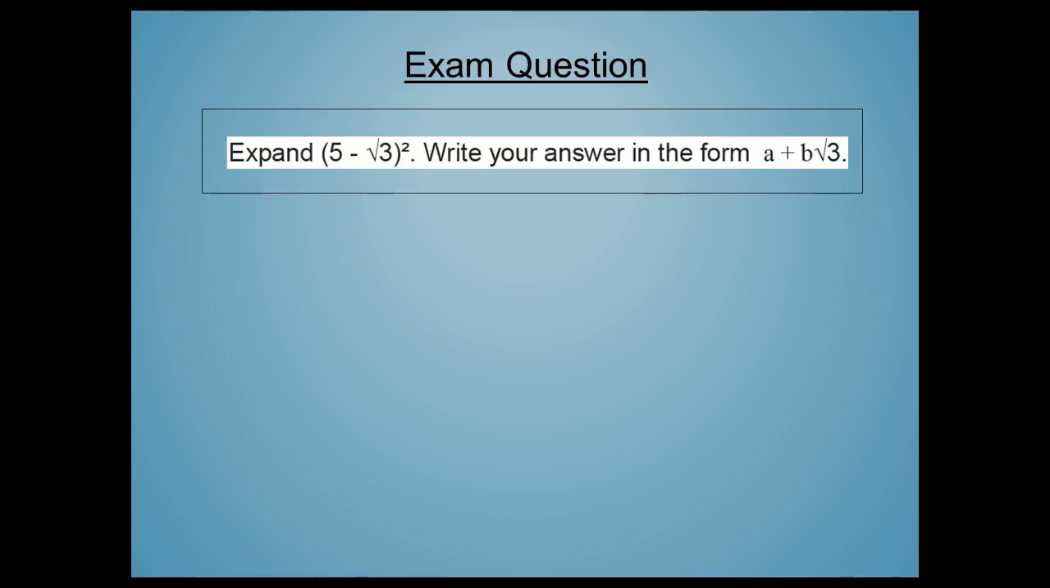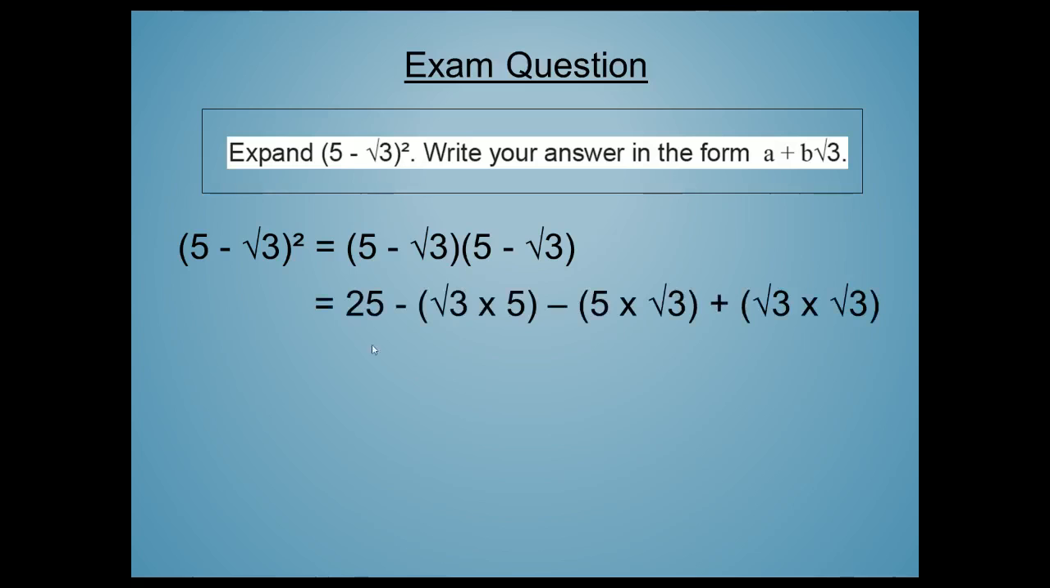Right, an exam question. Expand that, just like we've done beforehand, but write your answer in the form a plus b root 3. So 5 minus root 3 all squared is those two brackets multiplied by themselves, and we'd use our FOIL method. So 5 times 5 would give me 25. Then we've minus root 3 times 5 there, and then minus the outer, which is minus 5 times root 3, plus root 3 times root 3, which is the last two.